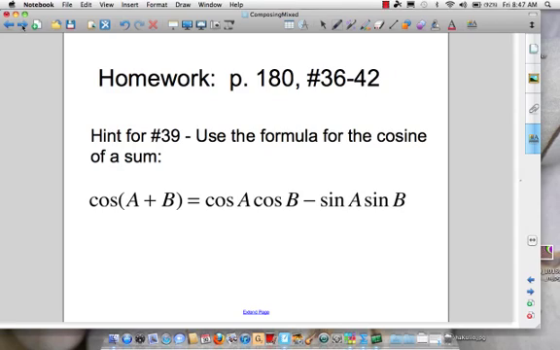For your homework, I want you to work problems 36 through 42 out of your textbook on page 180. The first couple are very much like the example in this video. When you get to number 39, I'm giving you a hint, because it might not be immediately obvious what you need to do. You're going to have to use the formula that you see here. We've used that formula in the past to find exact values, and now you'll be using that formula again in a slightly different context. Please have that ready for class next time.